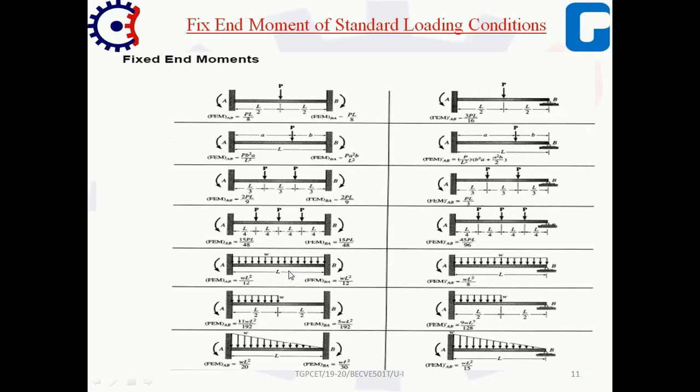For a UDL, the beam subjected to uniformly distributed load, it is minus WL square by 12 and plus WL square by 12. For uniformly distributed load on a half of the span, it is minus 11 WL square by 192, and for fixed end moment BA, it is 5 WL square divided by 192. For varying load, it is WL square by 20 for fixed end moment AB, and for BA, the fixed end moment is WL square by 30.